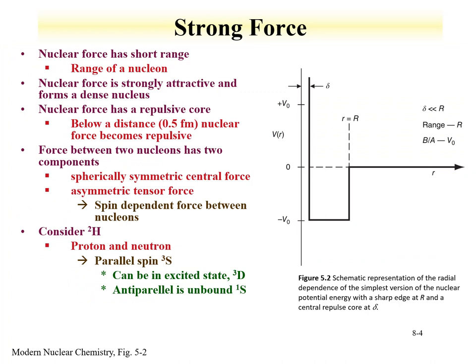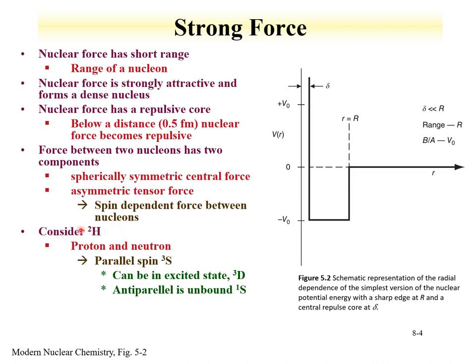As we've already seen, the strong force has a relatively short range. It's on the range of a nucleon. This is one of the reasons why the nucleus is dense. This strong force makes this attractive force in the nucleus, so that the nuclear material winds up being extremely dense. There's a force between two nucleons that has two components. There's a spherically symmetric force and then an asymmetric force.